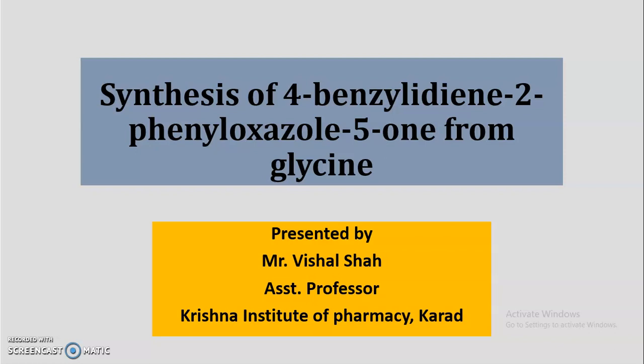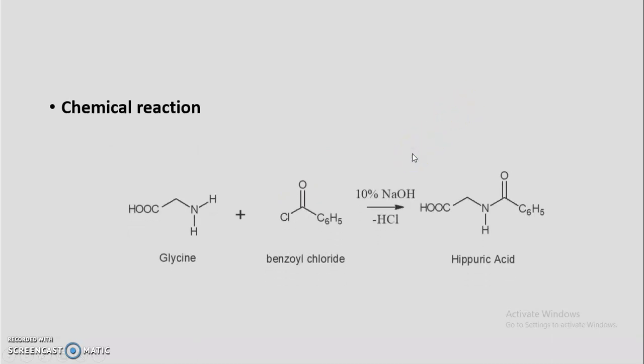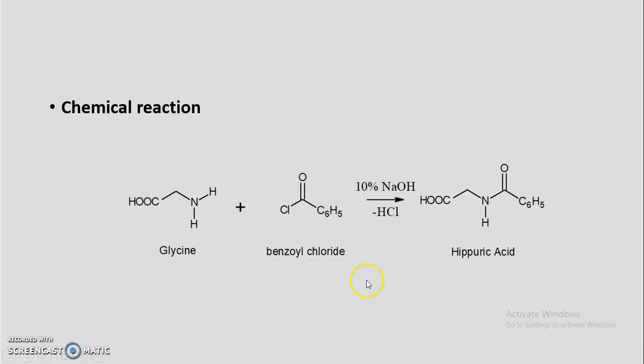So let's start with our first video, the synthesis of benzoyl glycine from glycine. In this video first we will discuss the chemical reaction involved in the first step. As we know, we are going to carry out the synthesis of hippuric acid, which is also known as benzoyl glycine, from glycine and benzoyl chloride. Basically it's a benzoylation reaction.